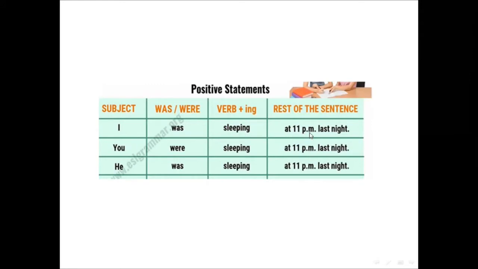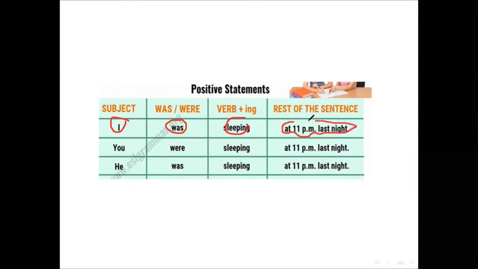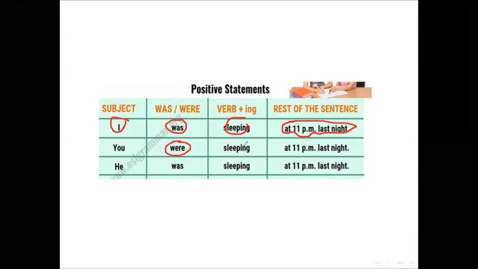And at 11 p.m. last night, this is the specific time in the past. Okay, again, this is the subject and this is the helping verb. This is the main verb, sleeping, and this is the specific time that indicates the past. Now, another sentence. You were sleeping at 11 o'clock last night. You is the subject, were is the helping verb, and sleeping, this is the continuous verb. At 11 p.m. last night, this is the specific time in the past.